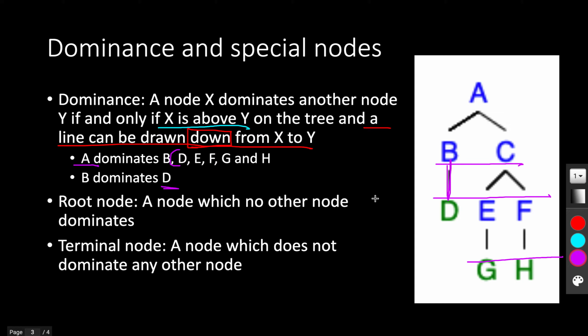With these notions of dominance, we can also say some interesting things about particular nodes on the tree. So a root node is a node that nothing else dominates. So A is going to be a root node. And a terminal node is a node which does not dominate any other node. So if we want to cast about for an example here, D would be a terminal node, right? There's no branches coming under it for things that it might dominate.